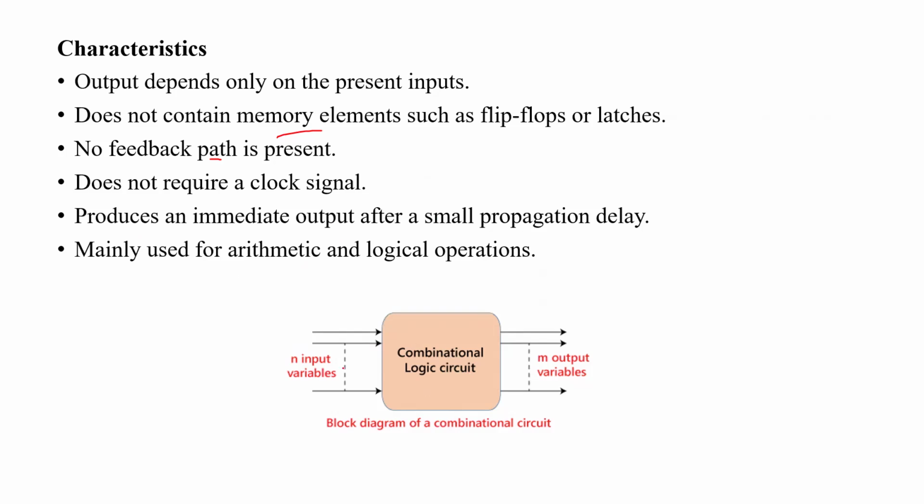You can see the diagram, with n input variables and m output variables. Whatever present inputs it takes, it works out using combinational logic circuits. Combinational means we use different types of logic gates. In the first class itself I told you that we have to understand logic gates clearly. It takes the current inputs, works them out and gives the output. That is the combinational logic circuit.